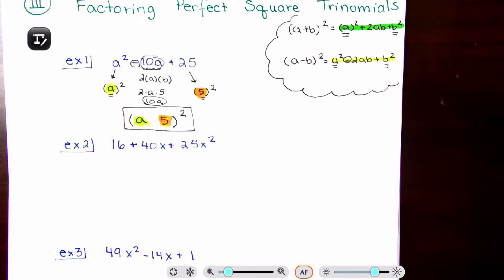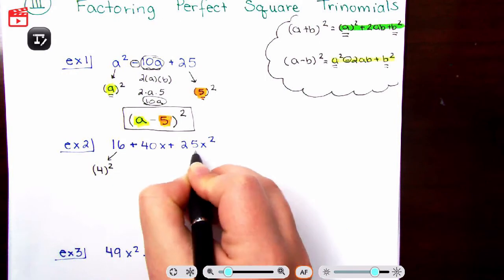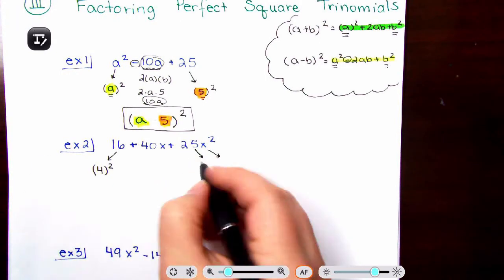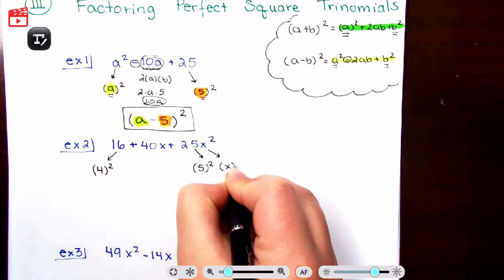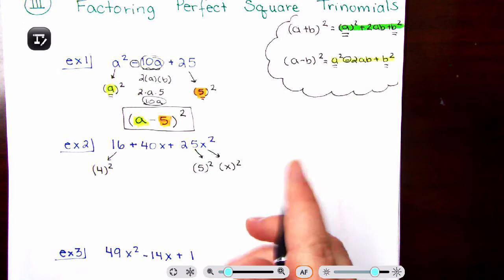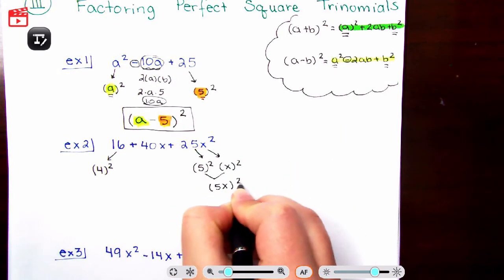Let's try this again. 16 is 4 squared. This one here, oh, it has 2 things. That's okay. 5 squared is 25. X squared is x squared. Again, we want to have it as one thing squared, so we're going to combine this. So this is 5x squared.